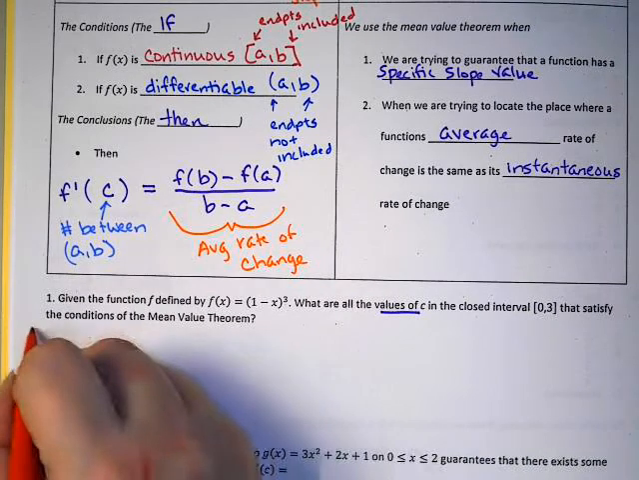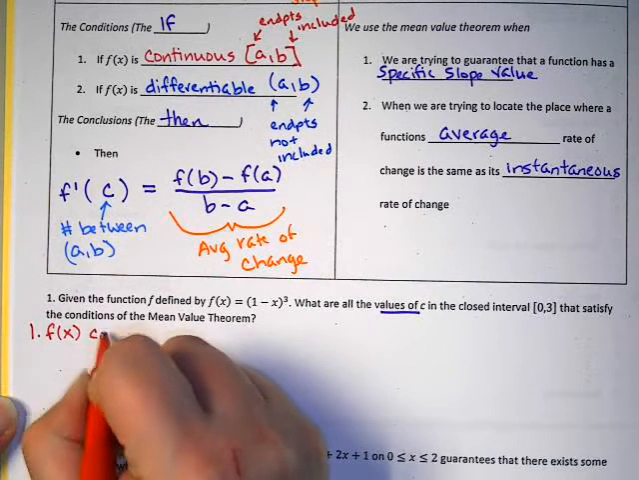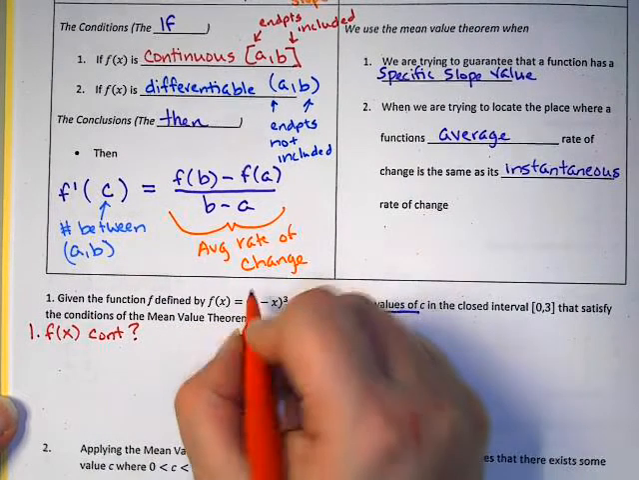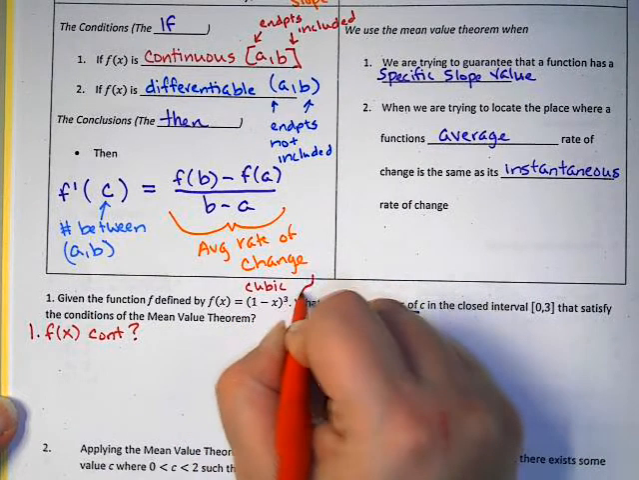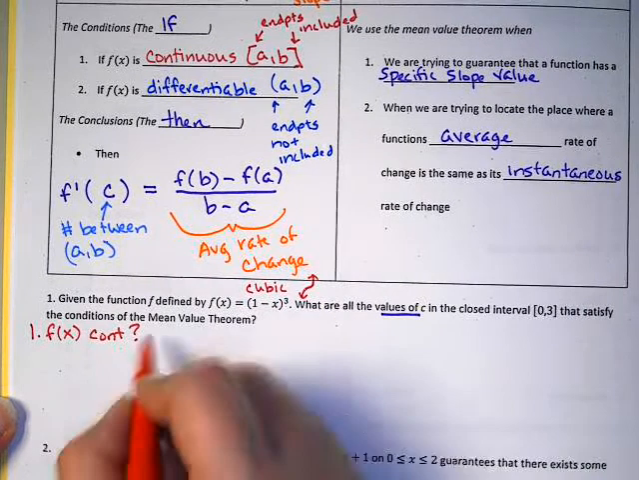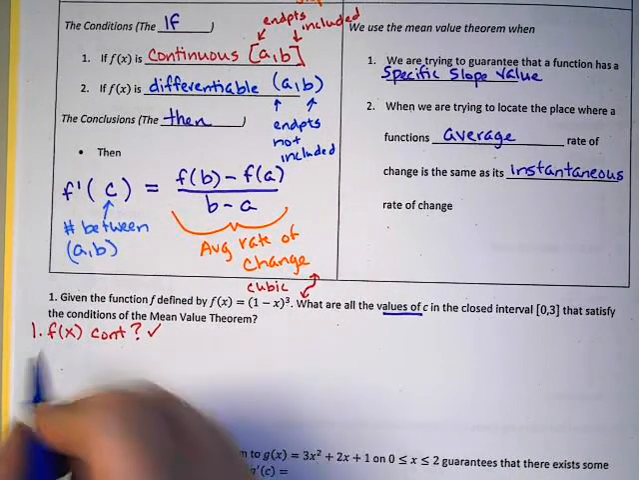So the first condition is that f of x must be continuous. Well, when we think about this function here, this is a cubic function, which is a polynomial, and we know that a cubic function looks like that, which is continuous everywhere. So I usually put a little check mark then, like, hey, yep, I checked that it's continuous, we're good.